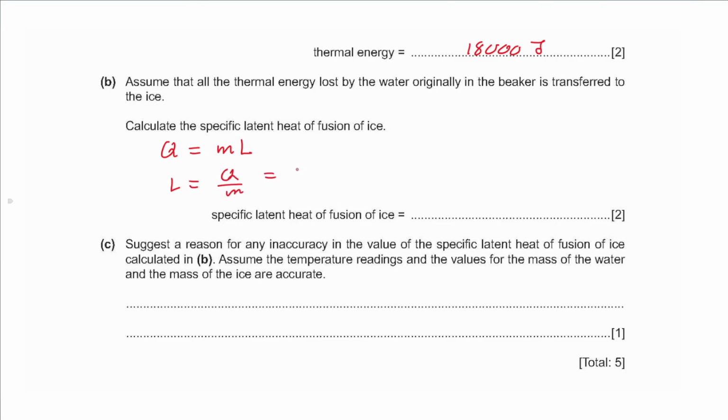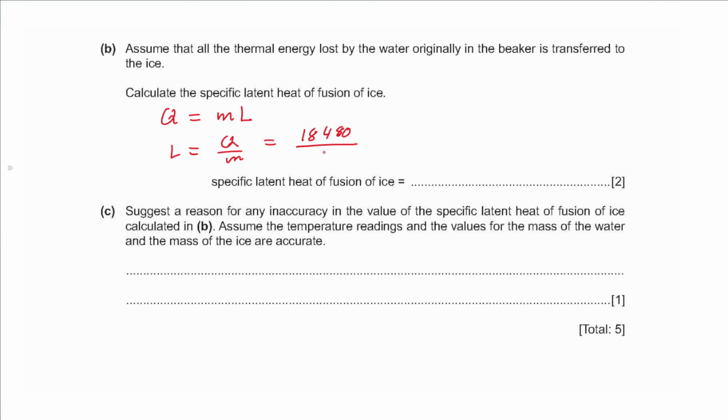The energy is the one we calculated in the previous question, 18,480, divided by the mass of the ice, which was 60 grams. This gives a value of 308 joules per gram.